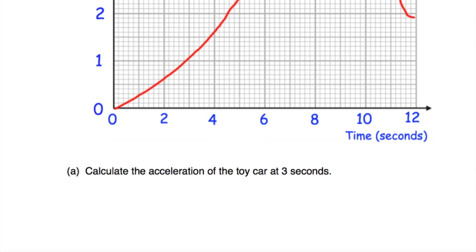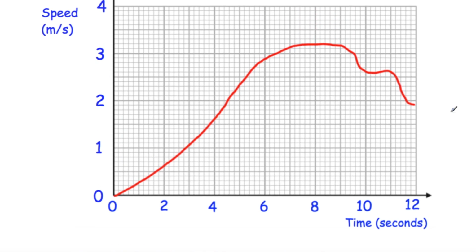If we go on down, we've been asked to calculate the acceleration of the toy car at 3 seconds. If you've got a speed time graph, the acceleration is the gradient at a particular point. So if we want to find the acceleration of the toy car at 3 seconds, we're going to draw a tangent to the curve at 3 seconds and then find the gradient of that tangent. So let's draw the tangent to begin with. That's the tangent that I've drawn to the curve at 3 seconds. That straight line there is the tangent.